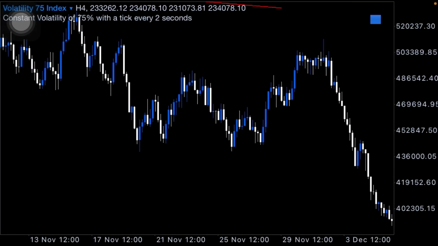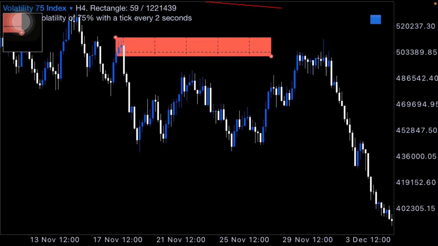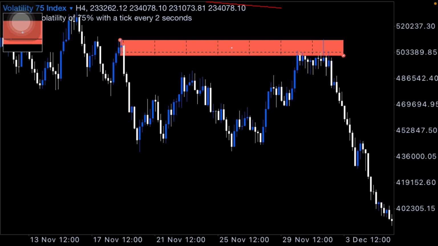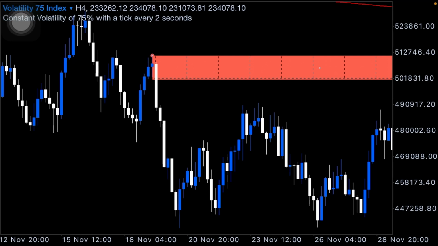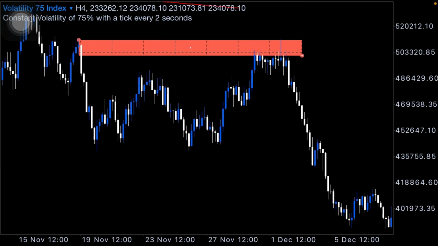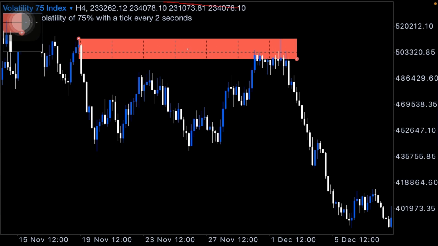This is how I establish my point of interest. The order block: the last opposing candlestick before the move that breaks the structure. So this is the last candlestick that breaks the structure. I'll mark that zone to the left.